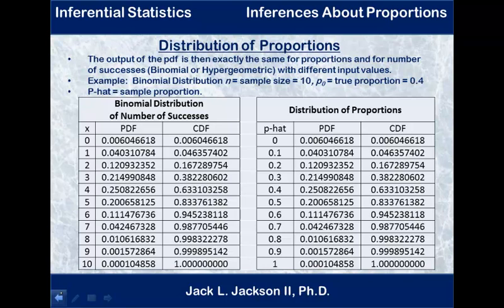So really, if we want to find the distribution of p hat, we just need to find the distribution of x, and we get the same distribution. So when we're talking about proportions or number of successes, it's more or less the same thing. At least it's exactly the same thing in terms of the output. The input is just a little bit different.